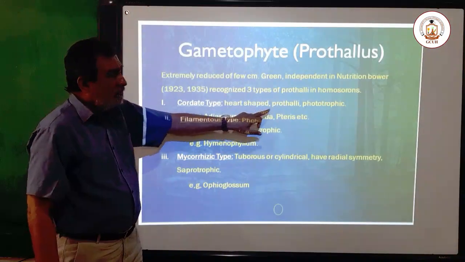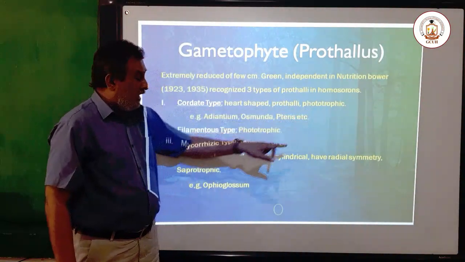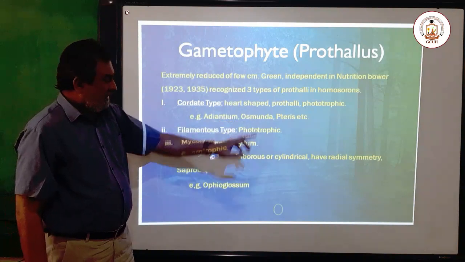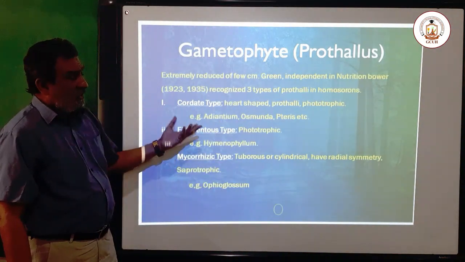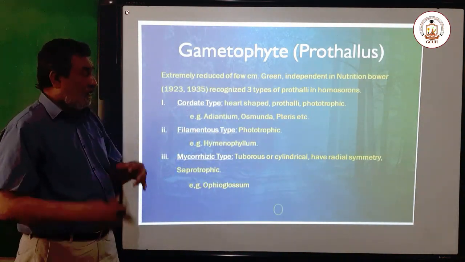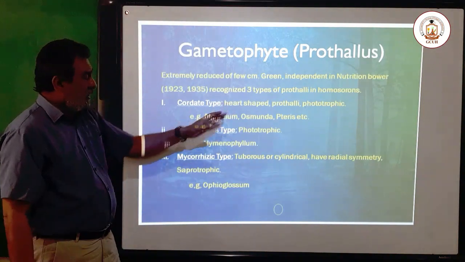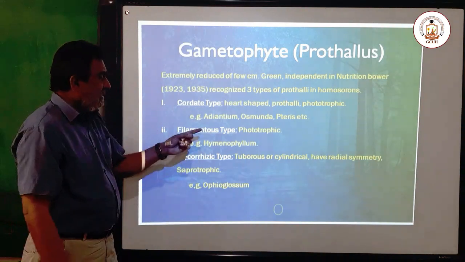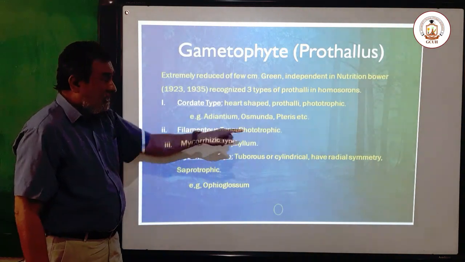So, heart-shaped prothalli, phototrophic in nature. Examples are Adiantum, Osmunda. Another is the filamentous type. I will show the diagrams. I will show the pictures of the cordate type and the filamentous type later on in our next slides. The filamentous type is also phototrophic.